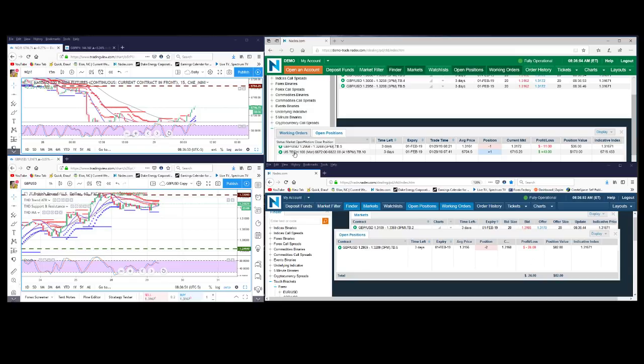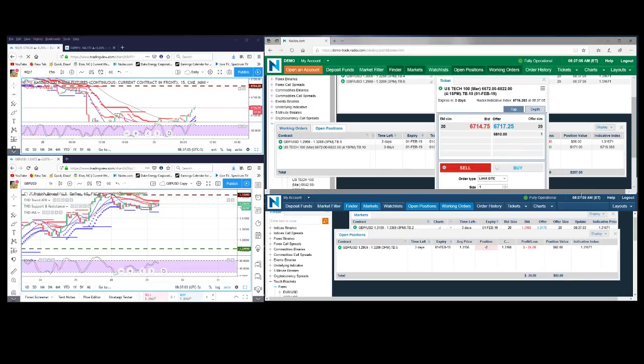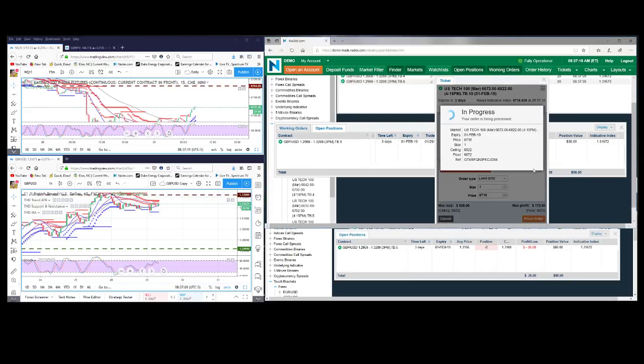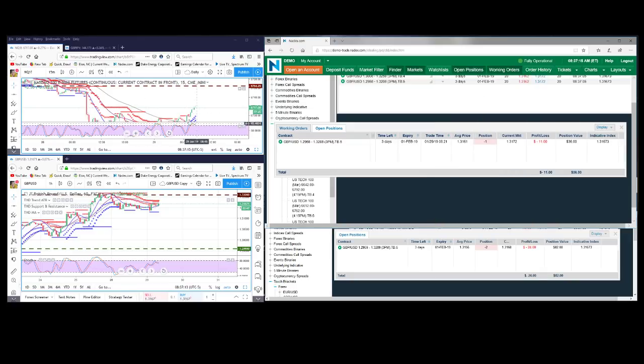And then on the US Tech, which is the NASDAQ, you could exit. You do have $40 in profit on that one. And then if it comes back, because you have a profit and you're overextended, if it comes back to 66.98, you could always re-enter that one, okay?